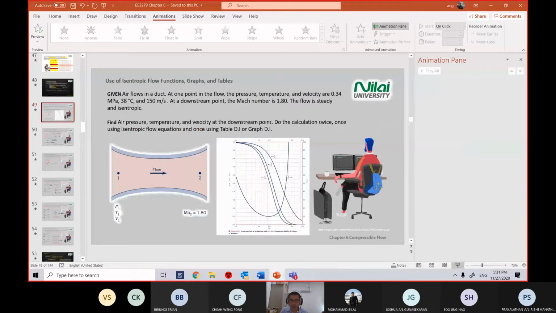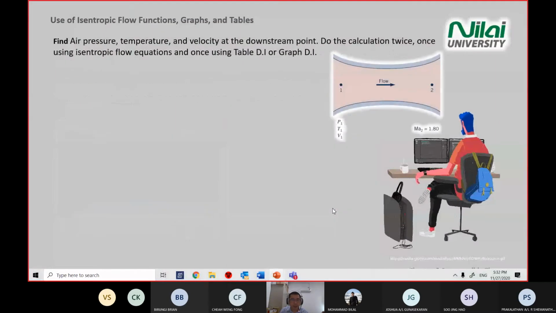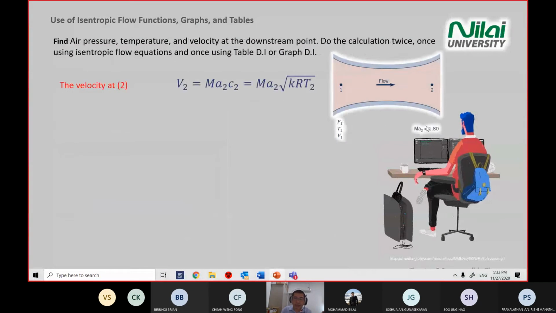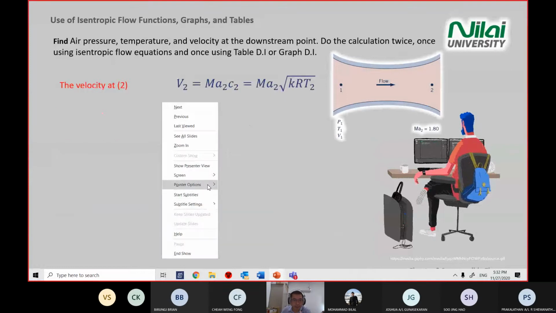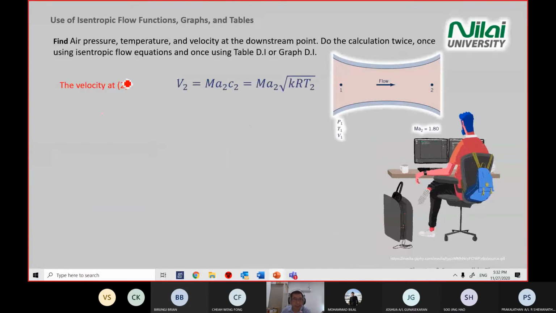Okay, let's continue to solve this question. Now what is the strategy? The strategy is that from the Mach number, we extend slowly, because we have the Mach number, so we can find velocity from the equation of Mach number. You arrange it, you get V equal to M times c at point number 2. Because you have the Mach number value, you can find V2.